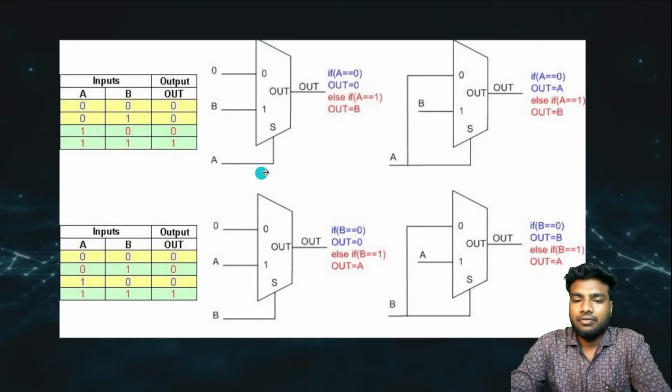And then if I give A equal to 1, it will choose this line, and you will get the output of B.